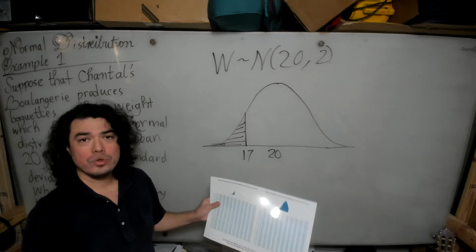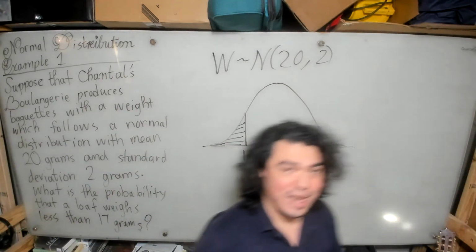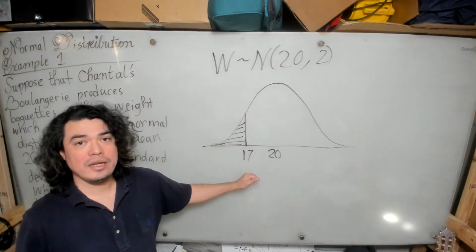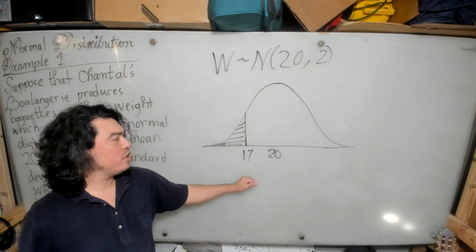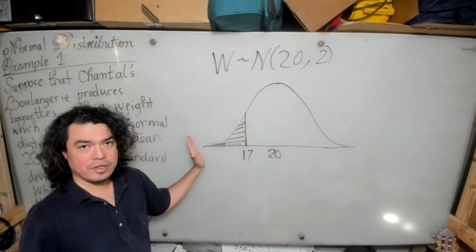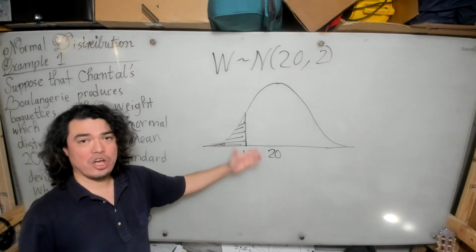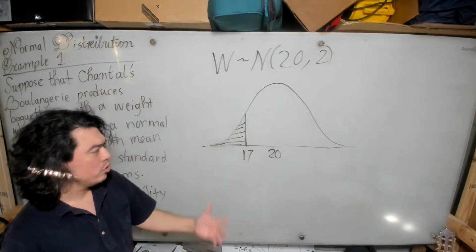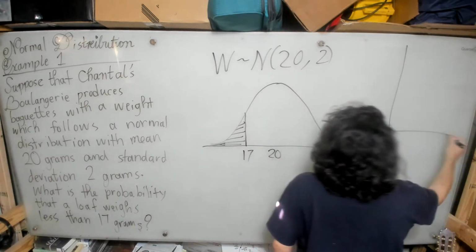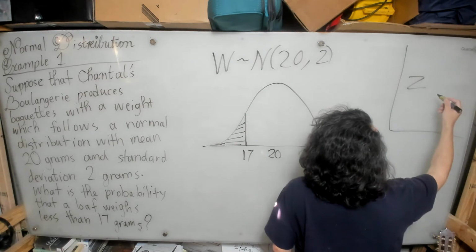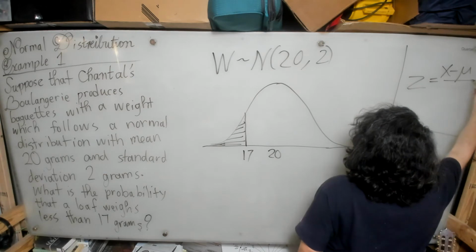So what we're going to do is use the z-score formula to translate this value of 17 into the corresponding z-score, which will have the same area to the left on the standard normal curve as the 17 has on this normal random variable. So just to recap, what is the z-score? The z-score of a particular value of x will be x minus mu over sigma.